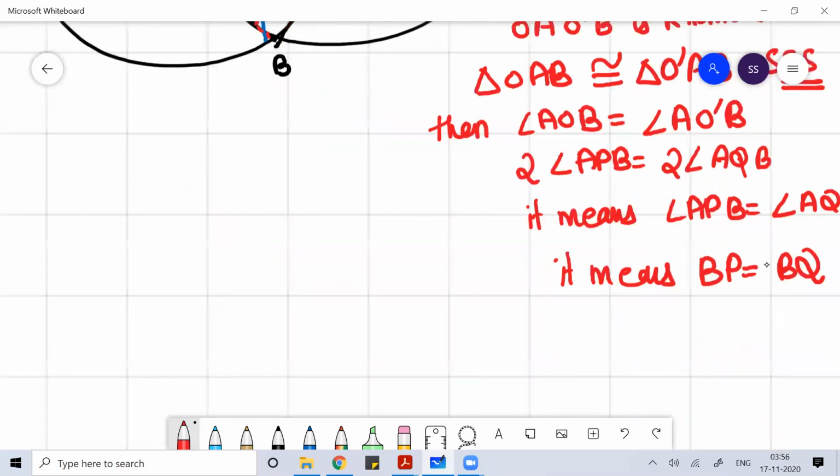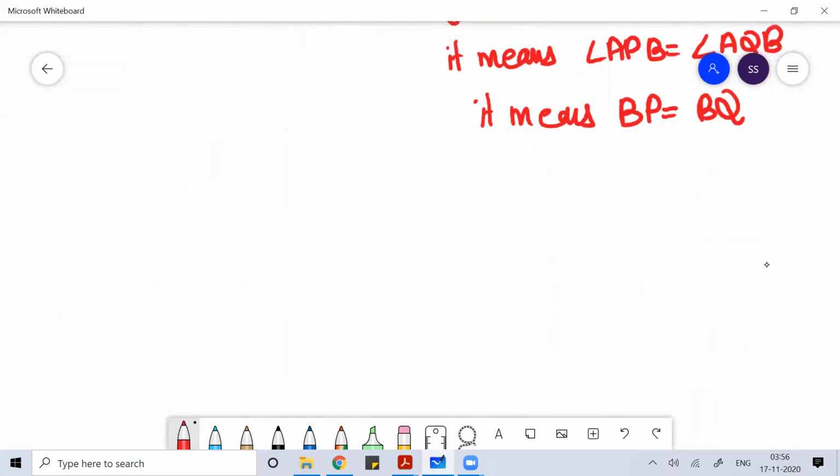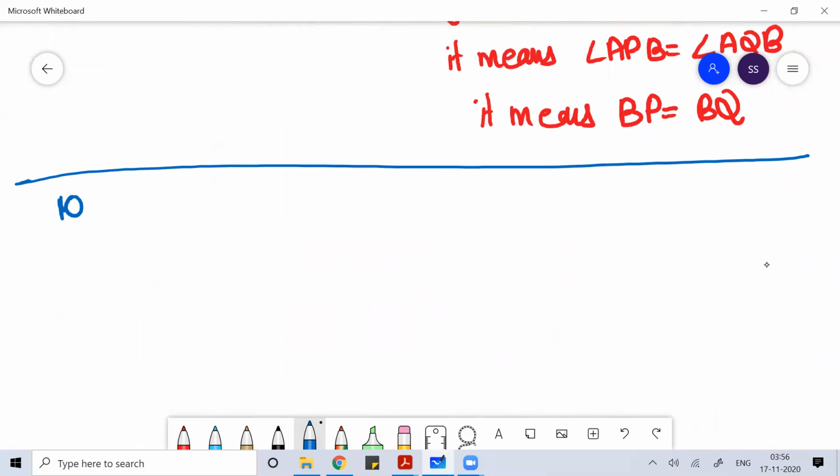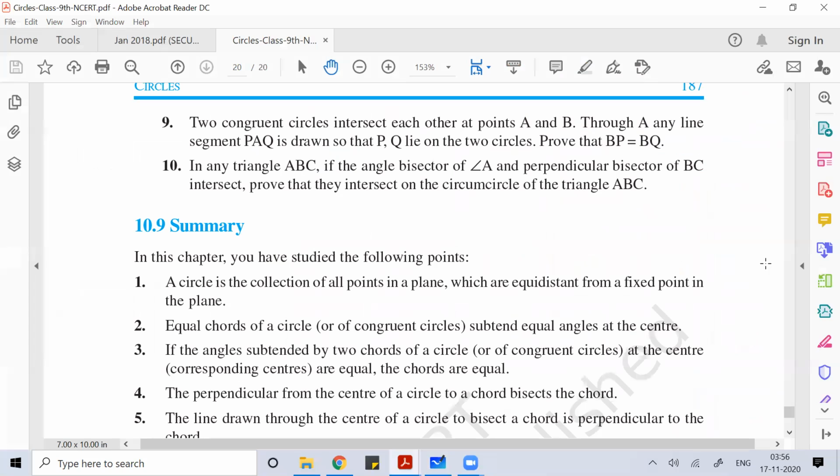Question number 9. Now question number 10. Last question. This is the last question.